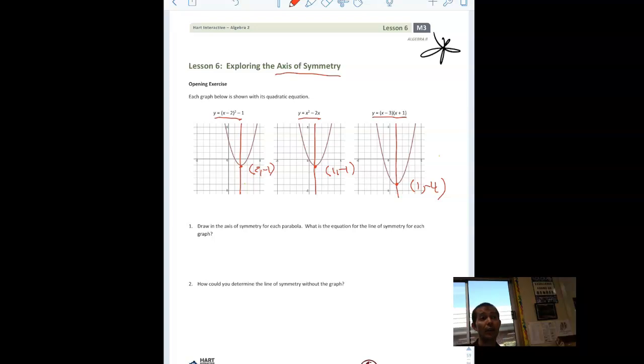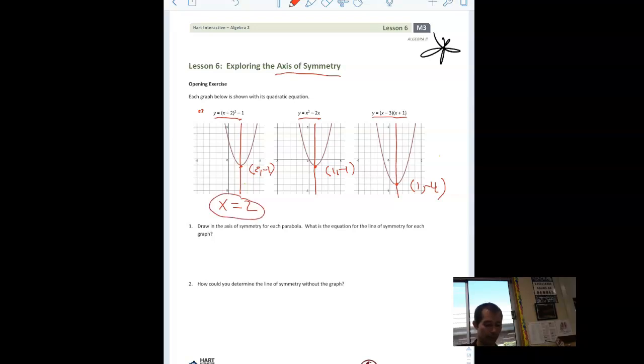Okay, now the goal is to get the equation for the axis of symmetry. What is the equation for the axis of symmetry for problem number 1 right here? The equation for the axis of symmetry would just be x equals 2. It's always in the form of x equals the x coordinate of the vertex.